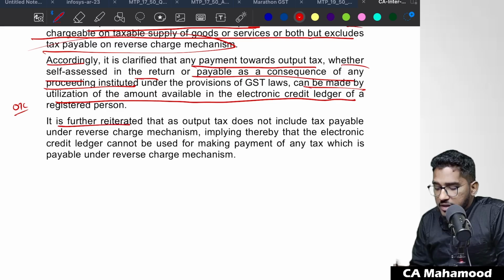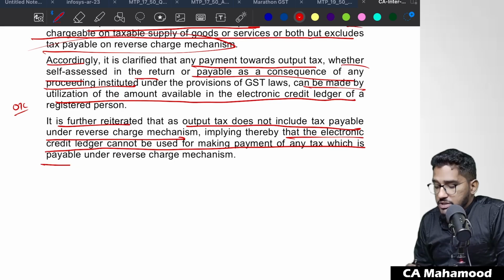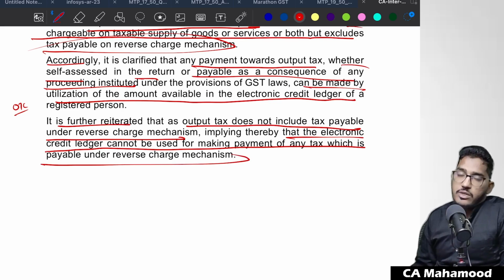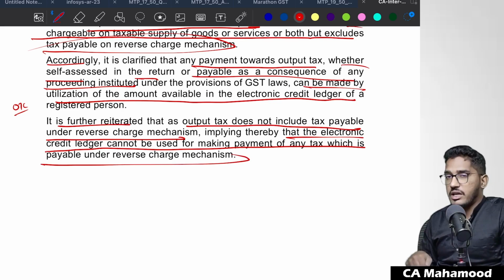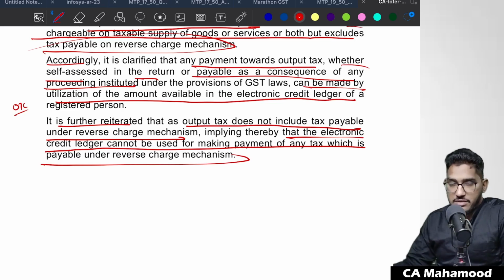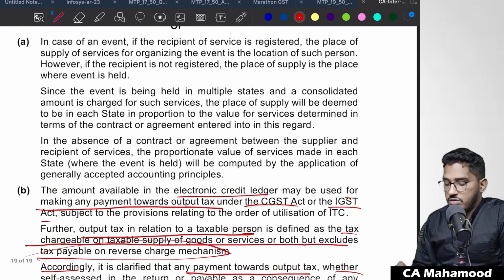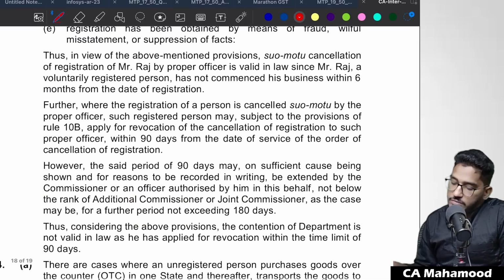However, it is further reiterated that as output tax does not include tax payable under reverse charge mechanism, implying thereby that the electronic credit ledger cannot be used for making payment of any tax which is payable under reverse charge mechanism. You can't use the amount which is available in the electronic credit ledger for making payment of tax which you are required to pay under reverse charge mechanism. Understood? That's all. So this is what regarding MTP2.